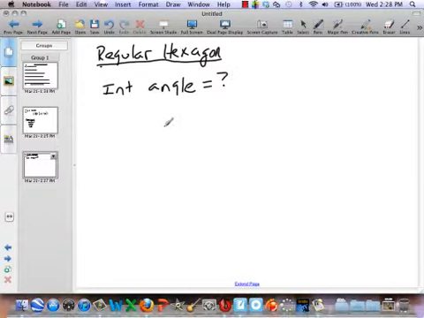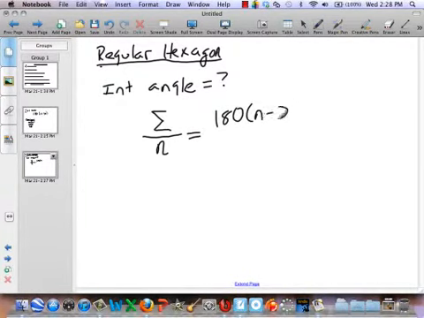So if I take the sum, which I'm going to represent here with the Greek letter sigma, which means sum. Anytime you're trying to figure out the measure of the interior angle of a regular polygon, you take the sum divided by the number of sides. What's that symbol called? Sigma. It means sum. So how do you find the sum of the angles? What's the formula? We just did it. 180(n minus 2), and we're going to divide that by n.